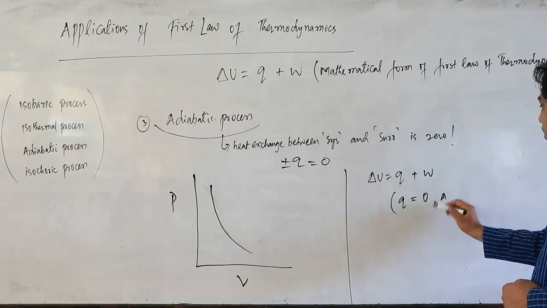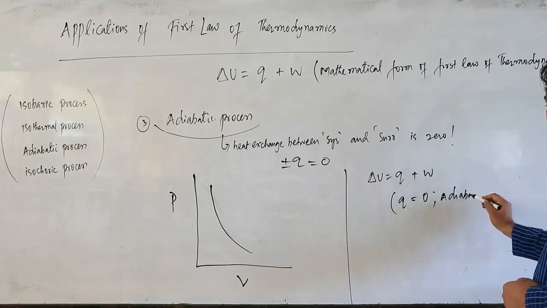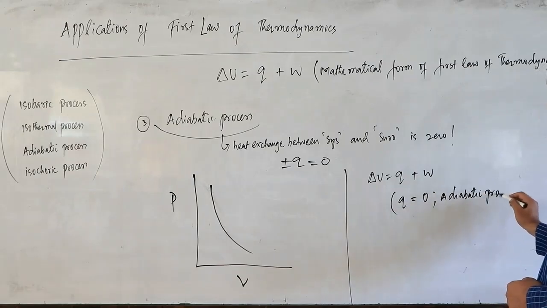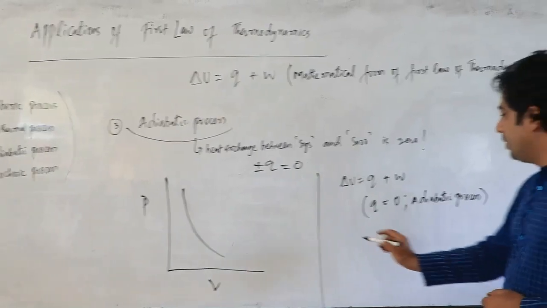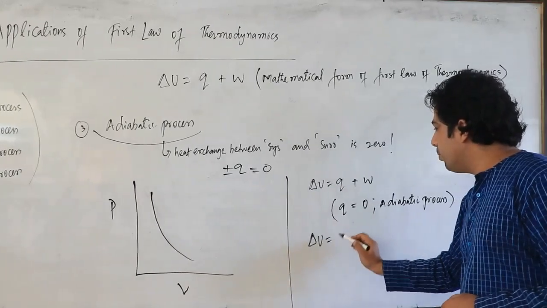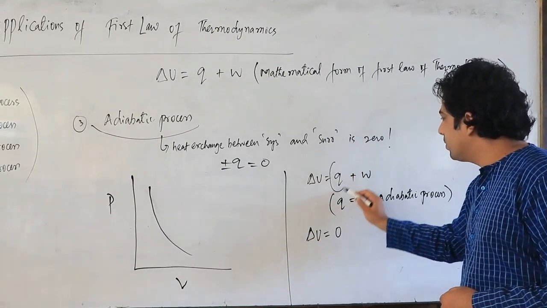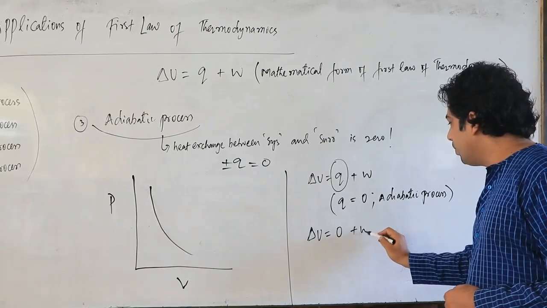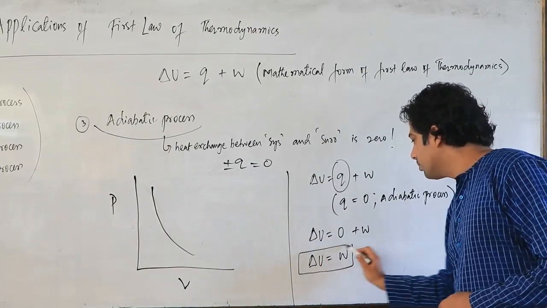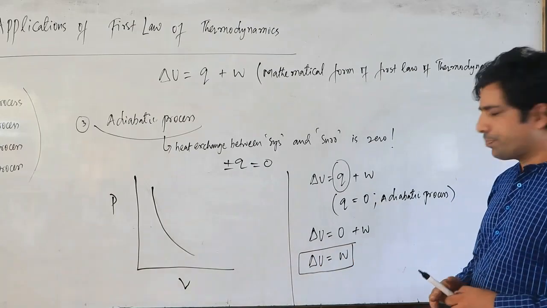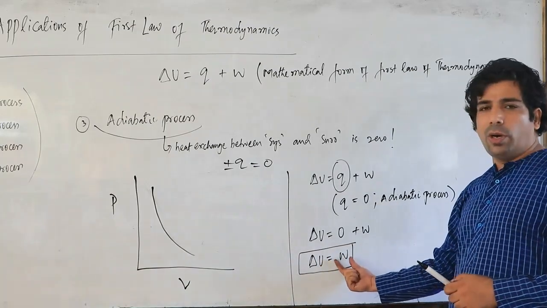I'll tell you, in adiabatic process there is no loss of heat and no gain of heat because the wall of the system will be an adiabatic wall. Yes? So Q is equal to 0. So my expression will become delta U is equal to, in place of Q I will write 0 here, plus W. So delta U is equal to W.